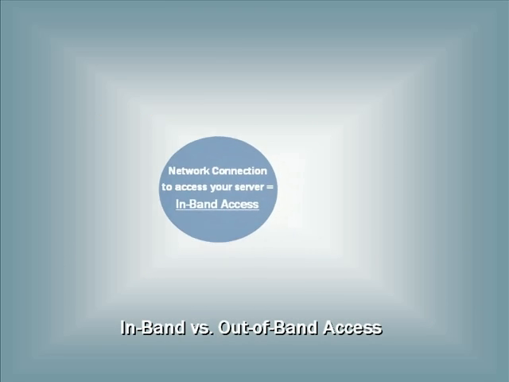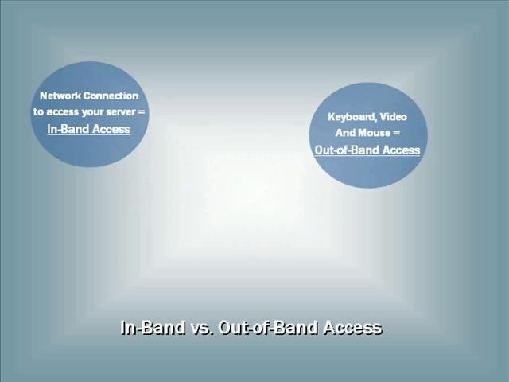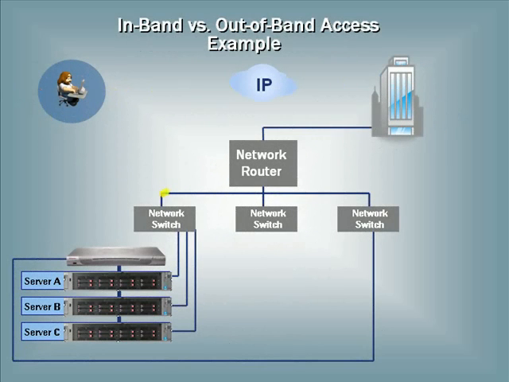When you use a network connection to access your server, you are using in-band access. When you use keyboard, video, mouse access, you are using out-of-band access. In this example, we use the Internet to access servers A, B, and C that are on our company's network. The network traffic travels through a network switch to the server.